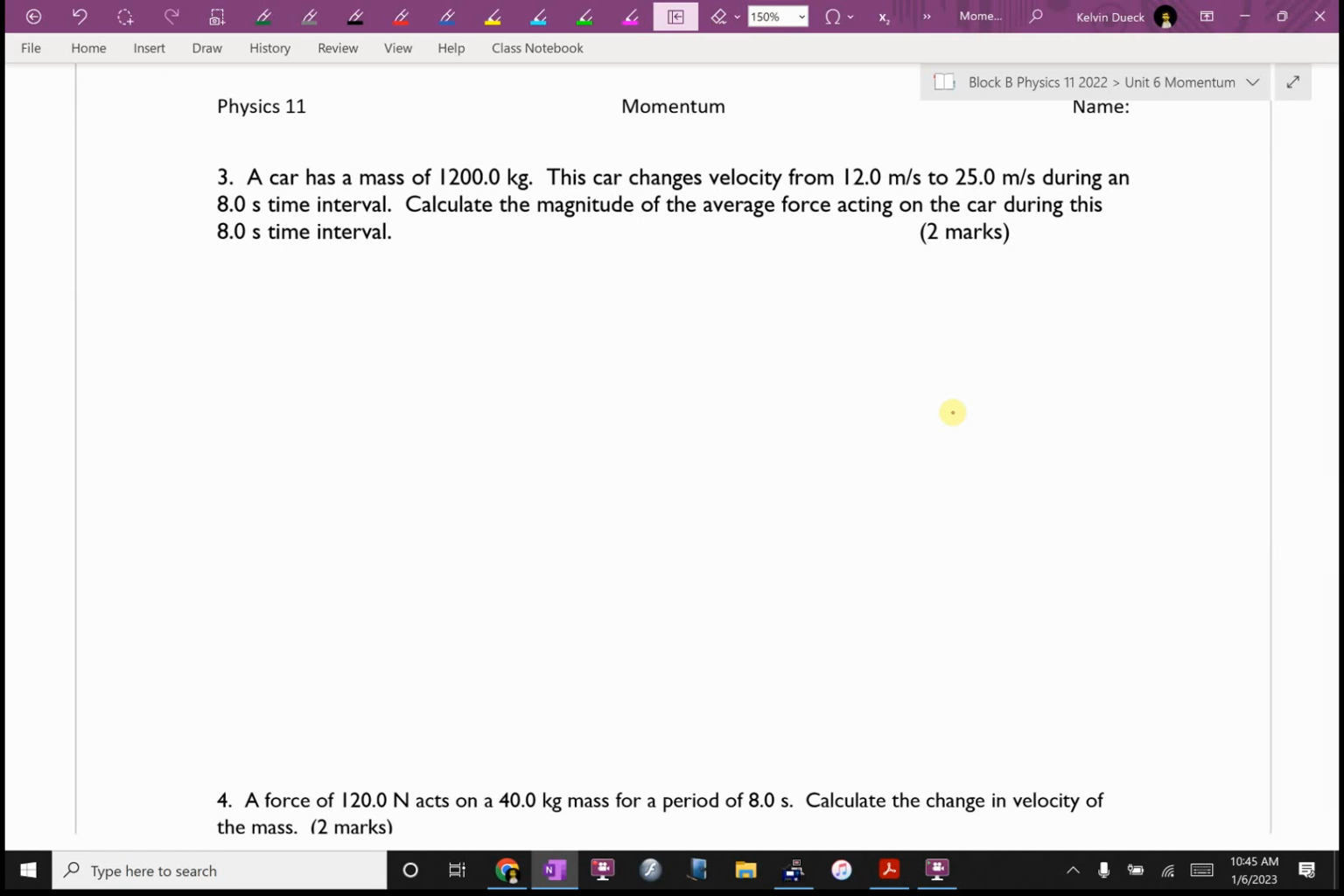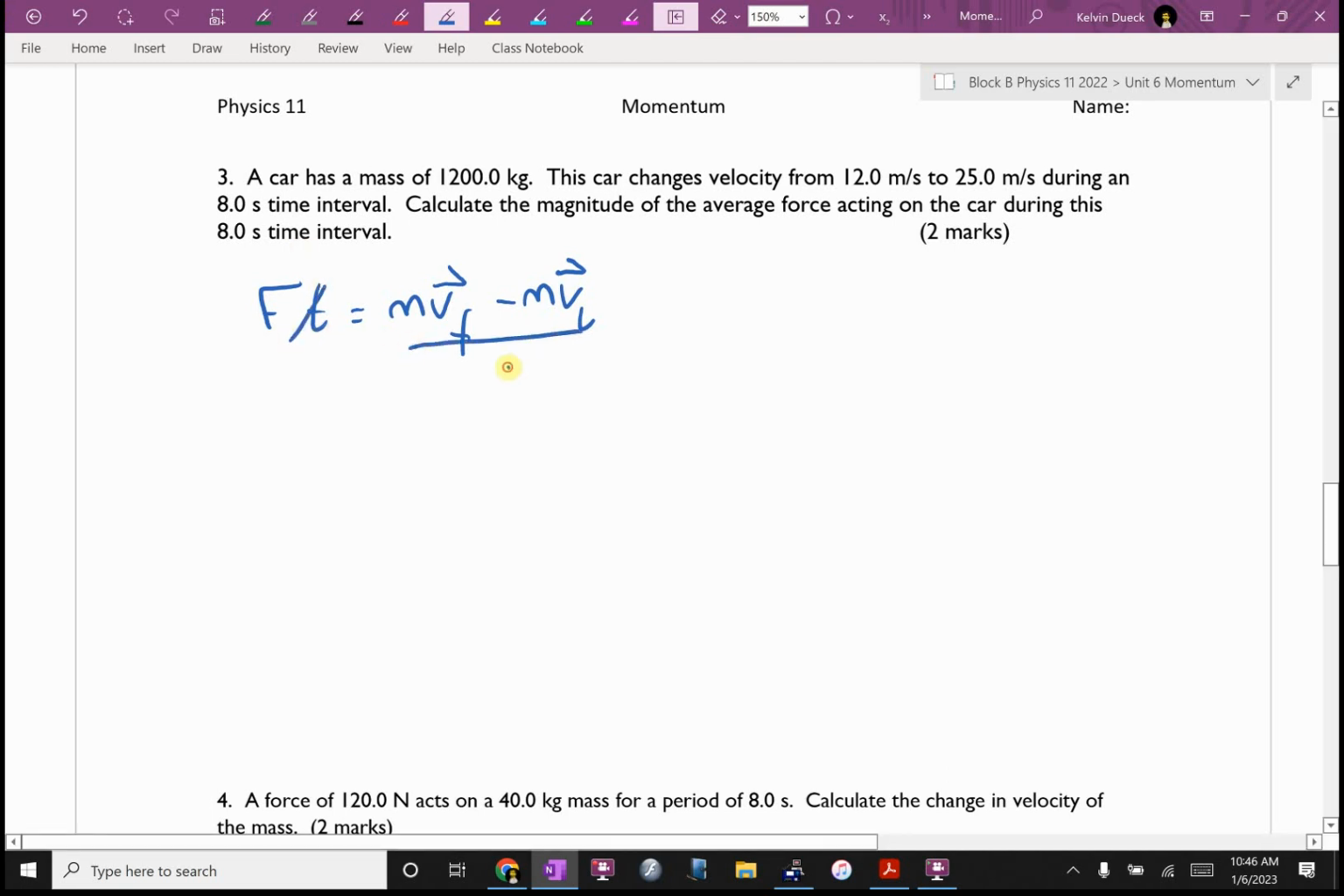Number 3, again, I see a final velocity, an initial velocity. I see a time. I can find a, and I can go F equals ma, or I can use the impulse equation. The impulse equation says this: force times time also equals mv final minus mv initial. How would I get the F by itself? By the way, what if I gave you the force and said find time? How would I get the t by itself? Divided by F.